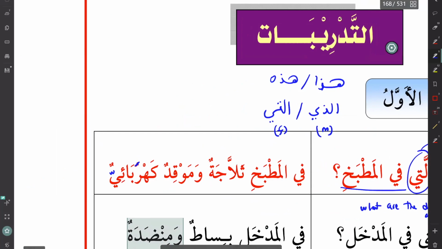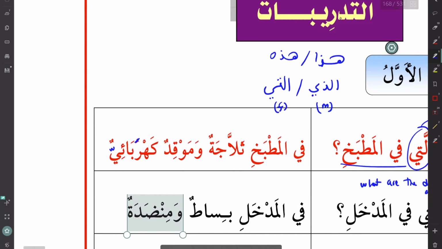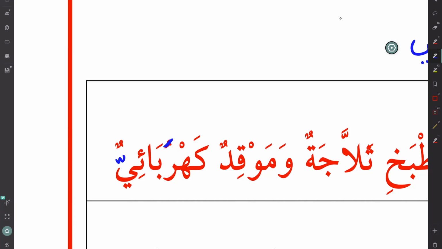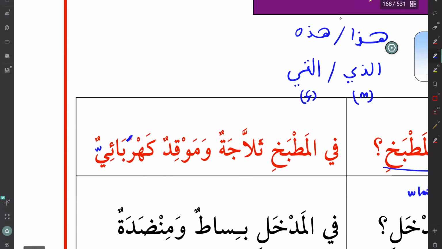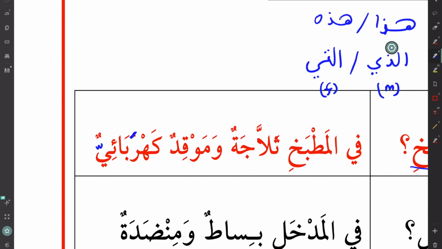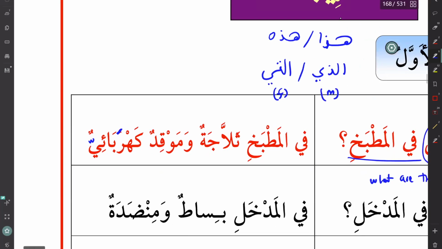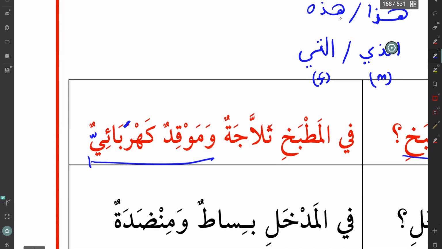Okay, so now the answer is في المطبخ ثلاجة وموقد كهربائي. In this book, they keep on using dhamma here, but honestly, it should be fatha, كهربائي, right? Now, okay, we have seen all of these words, right? You shouldn't have any problem translating this sentence. Okay, remember, it is an adjective, so you have to say electric stove.